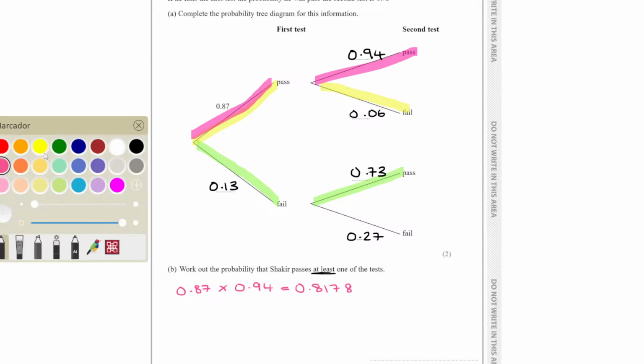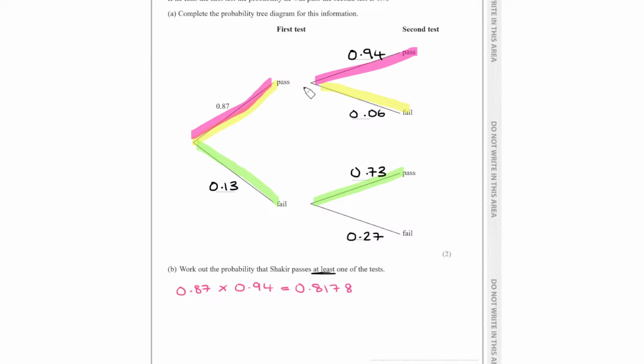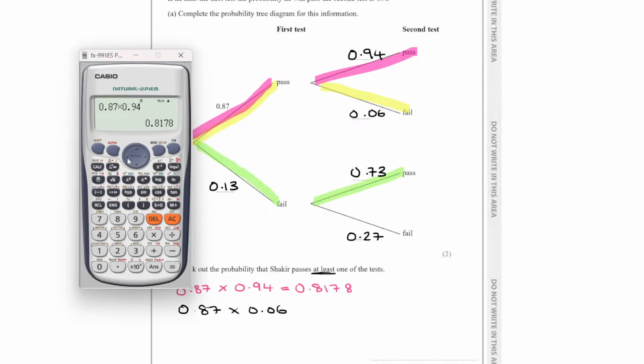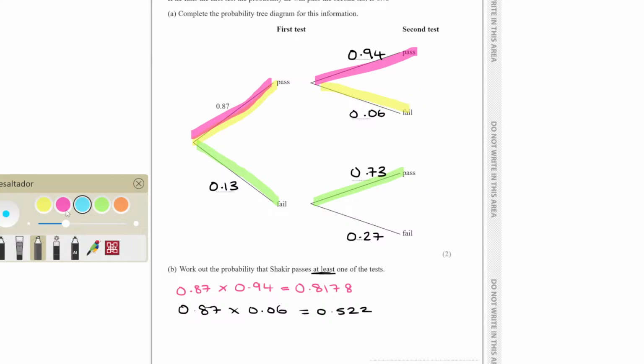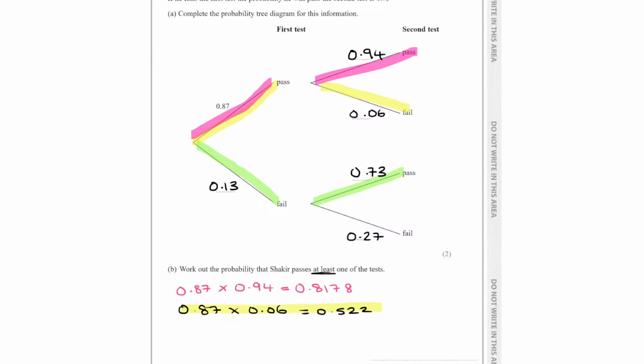Then, next one, hopefully we can see this yellow. Pass and fail, so again, oh, that's too pale, isn't it? I'll do it in black and we can highlight it. 0.87 multiplied by 0.06 this time. So back to my calculator. Obviously that's a much smaller chance. 0.0522. Highlight that so you know it's the yellow one. That's the probability of the yellow one.